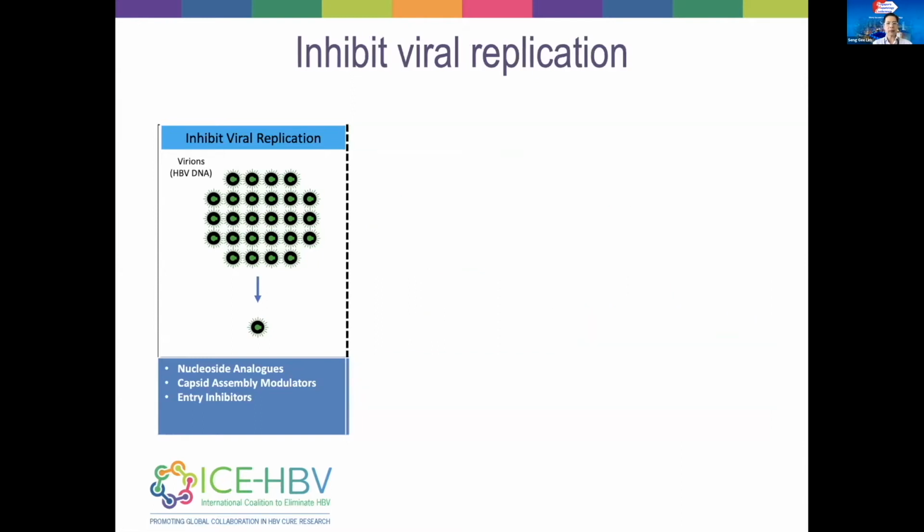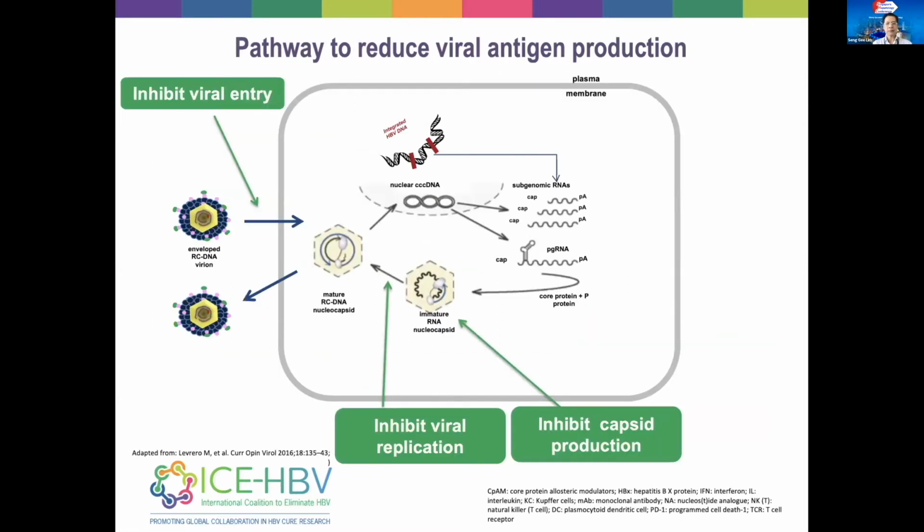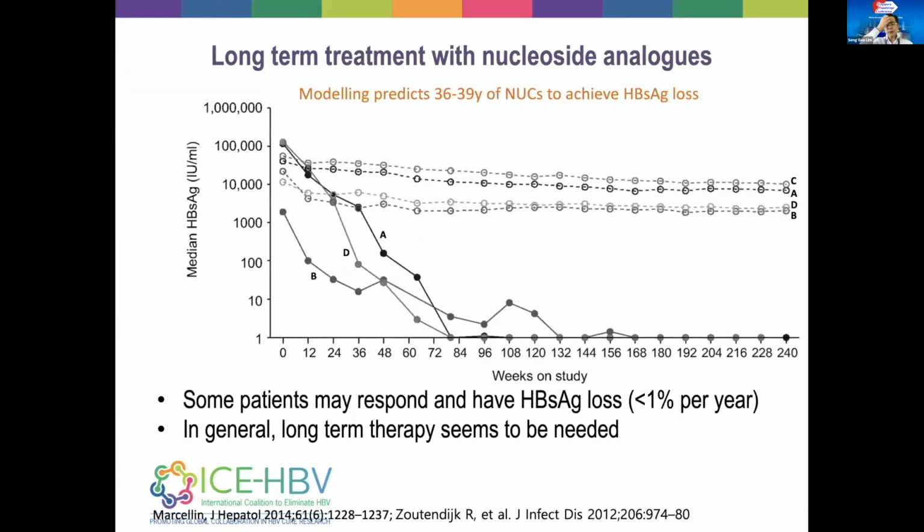So let's start with inhibiting viral replication. There are 3 classes of drugs here: viral entry inhibitors, inhibitors of viral replication, and those that inhibit capsid production. So what are these drugs? This one I've already told you about. These are the nucleoside analogues that are already approved for therapy and that most people are on for treatment.